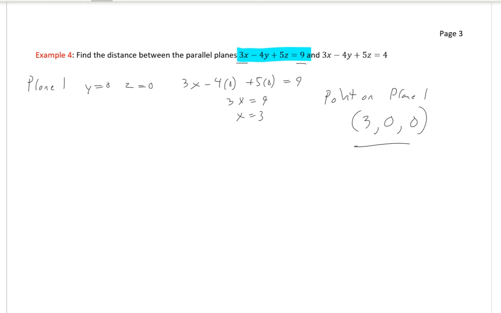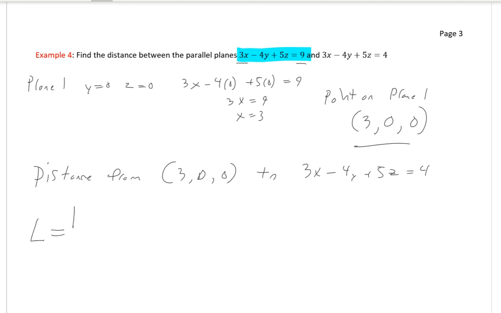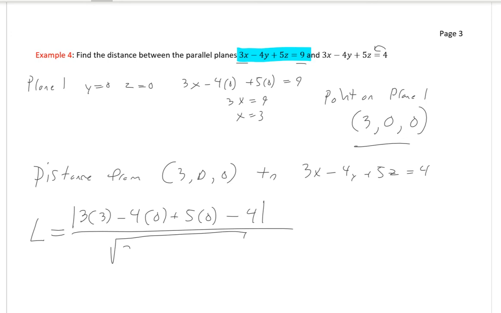Now that point is on the first plane, and I need to find the distance from that point to the other plane. So I need to find the distance from (3, 0, 0) to 3x minus 4y plus 5z equals 4. If these two planes are parallel, then the distance between any two points that are perpendicular to both planes would be the same. So what I get is L, the length, is going to be the absolute value of 3 times 3 minus 4 times 0 plus 5 times 0 minus 4. So we're supposed to subtract d, and d is on the other side, so we have to move it over. That would be me plugging that point into the second equation. And then divided by the magnitude of the components, 3 squared plus 4 squared plus 5 squared. Technically it's negative 4 squared, but whatever.